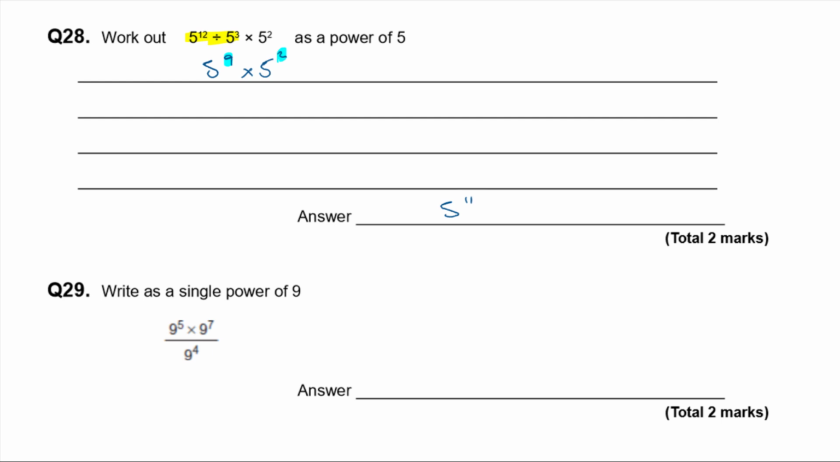Okay. And then question 29, write as a single power of 9. I've got 9 to the 5 times 9 to the power of 7, divided by 9 to the 4. So notice we've got the same base everywhere. But we're going to be adding these indices together. So 5 plus 7 is going to be 16.